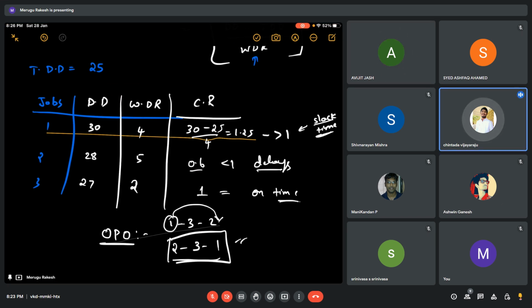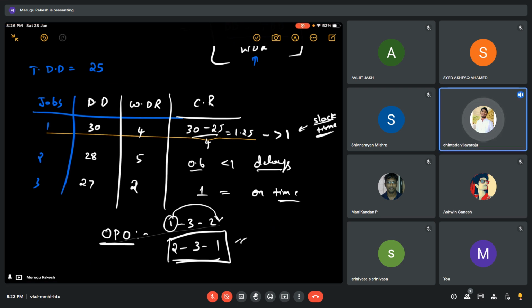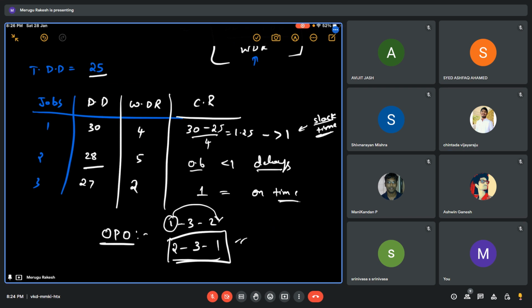Work days remaining for job 2. This 0.6. Today's date is 25, but due date is 28. How 5 work days remaining? No. This work days are given to you. This column and these values will be given to you.